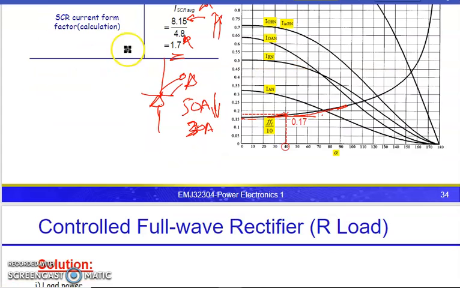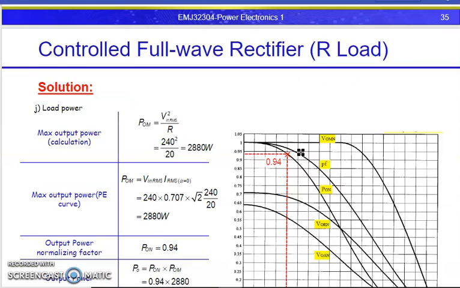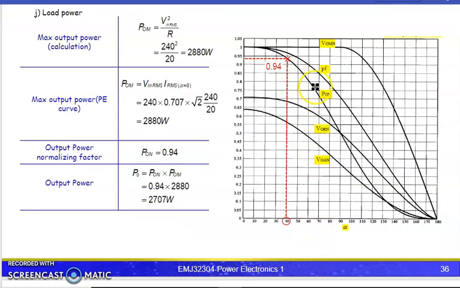Okay, SCR form factor. Then what's next? Load power. The load power, maximum output power, is how much power is absorbed by the load. So at P output normalized, at 40 degrees, the load power here, P output maximum, is equal to V in RMS squared, this is my calculation, V RMS squared divided by the resistance value.